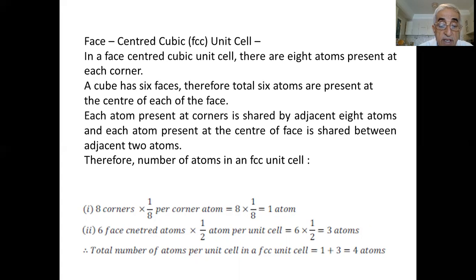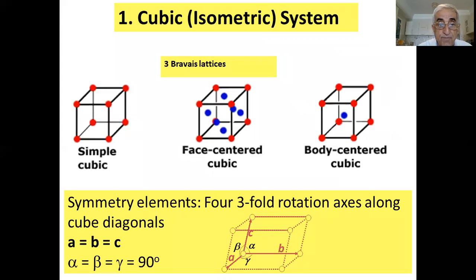8 divided by 8 becomes 1. 6 face-centered atoms, each contributing half an atom per unit cell, become 3. So the total number of atoms per unit cell in an FCC unit cell is 1 plus 3 equal to 4 atoms. Cubic or isometric unit cell, another figure, simple.